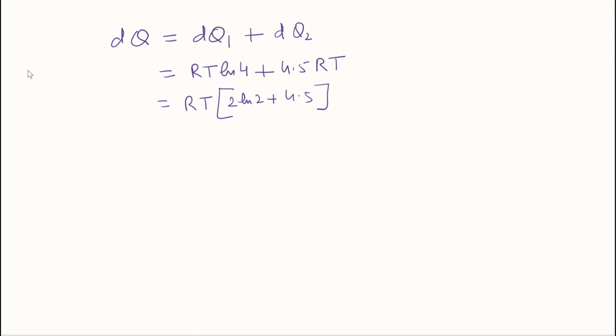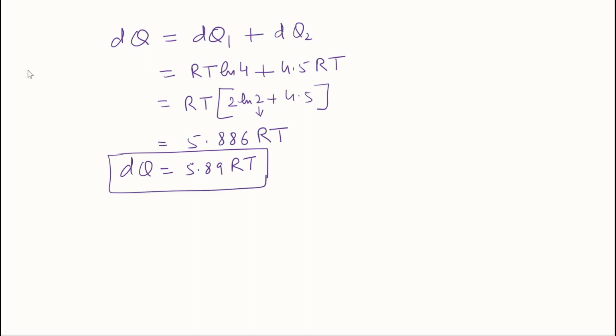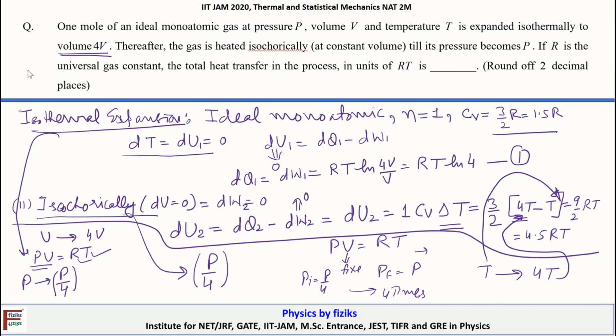Now ln2 is 0.693, and when you substitute the numerical values, this comes out to be equal to 5.886 RT. So up to 2 decimal places I can write this as 5.89 RT. That's our final answer. So in terms of RT, our answer will be 5.89.